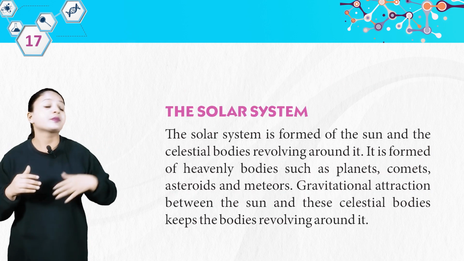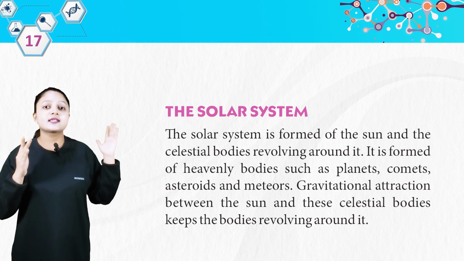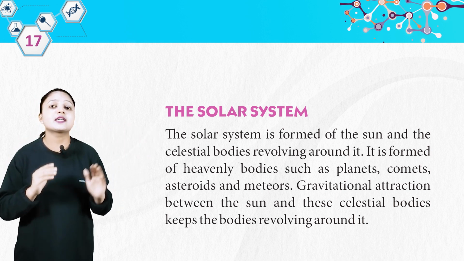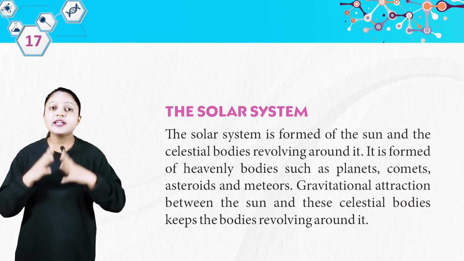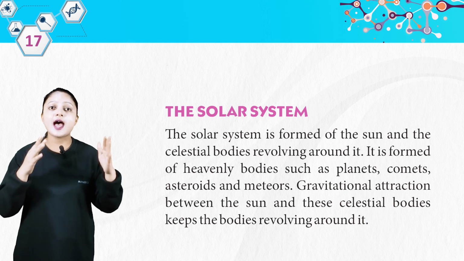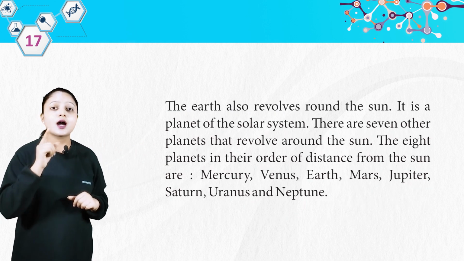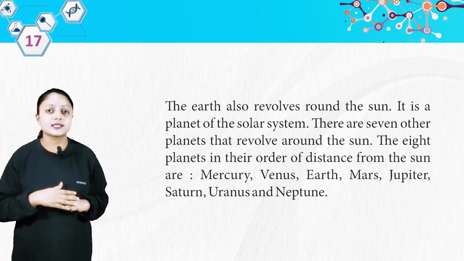The solar system. The solar system is formed of the sun and the celestial bodies revolving around it. It is formed of heavenly bodies such as planets, comets, asteroids, and meteors. Gravitational attraction between the sun and the celestial bodies keeps the bodies revolving around it. The earth also revolves around the sun. It is a planet of the solar system.